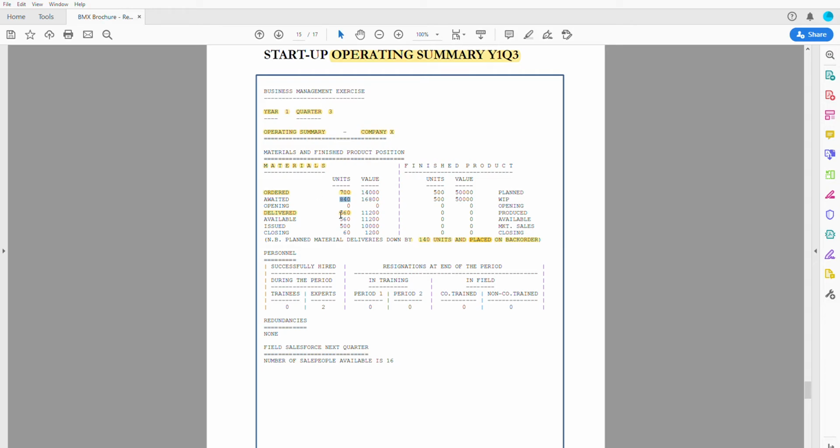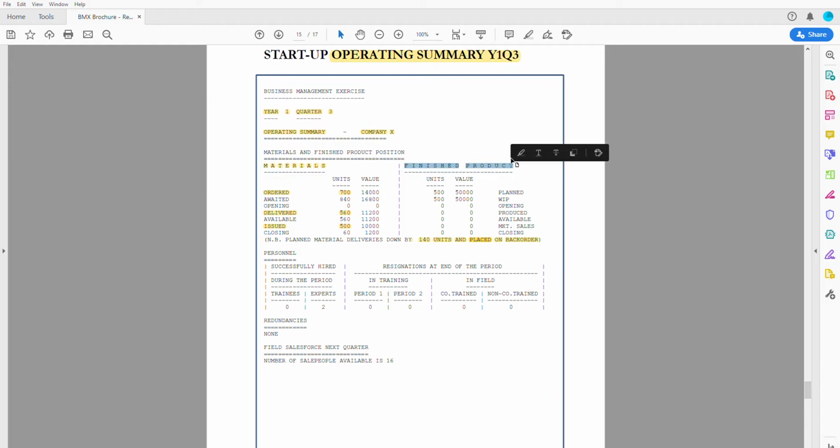So 560 were delivered, and we therefore had 560 available to issue to the factory. What we actually did was issue 500 to the factory over here, which left us with closing stock of 60 over here.